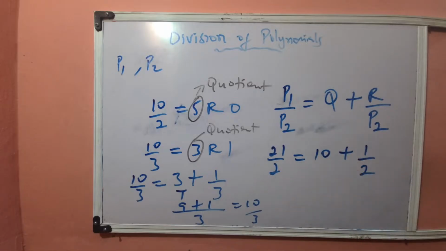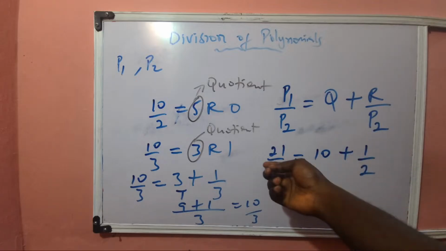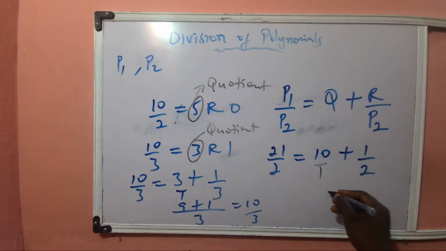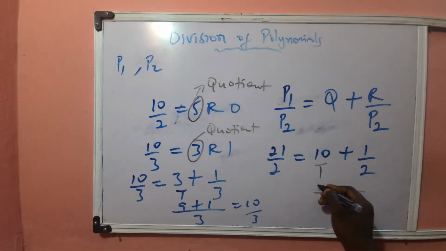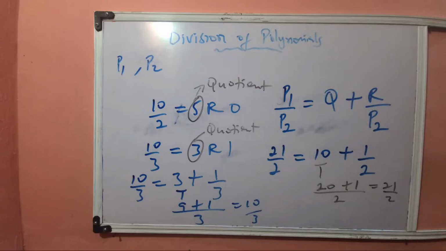Now, you can go on to prove this. If this is going to be 21 over 2, 10 plus 1 over 2 will be the same thing as 21 over 2. You can try that. Make the LCM. We'll have 2. Then this will be what? 1 goes here, 2 will be good. This will be 20. 20 plus 1, which is obviously 21 over 2. So you can see that this formula is accurate and perfect.